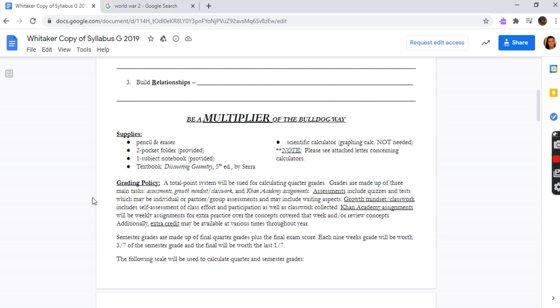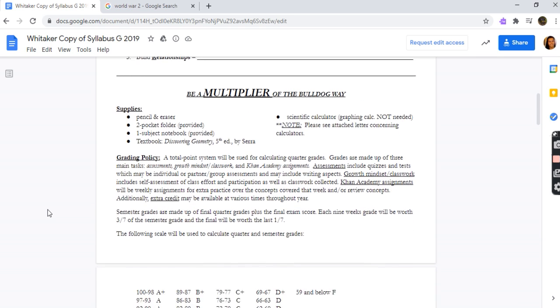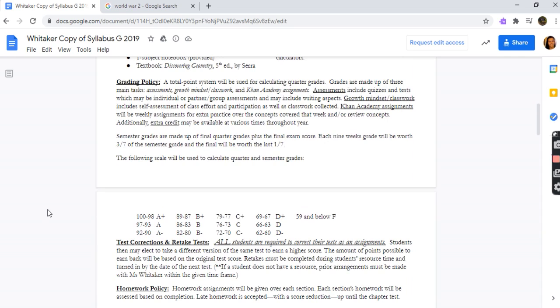Semester grades are made up of the final quarter grades plus the final exam score. Each 9 weeks grade will be worth 3.3 out of 7 of the semester grade, and the final will be worth the last 1 out of 7. The following scale will be used to calculate quarter and semester grades.